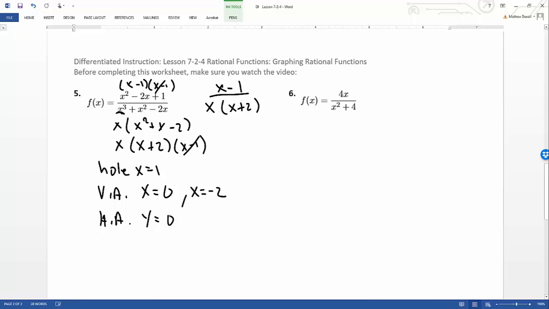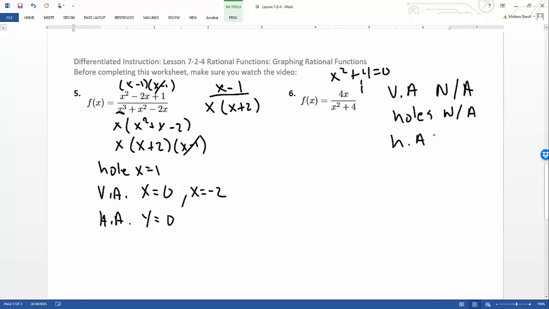And then for this one, there are no vertical asymptotes, because if I set that equal to 0, you get imaginary, you get i's. There are no holes. My horizontal asymptote is going to be at y equals 0. And remember, you just need to pick a chart, pick points, and graph.